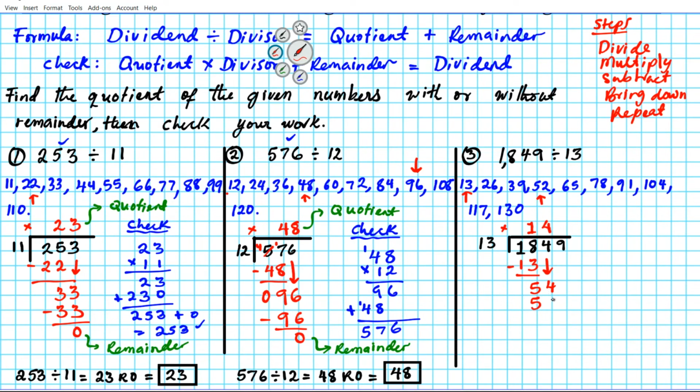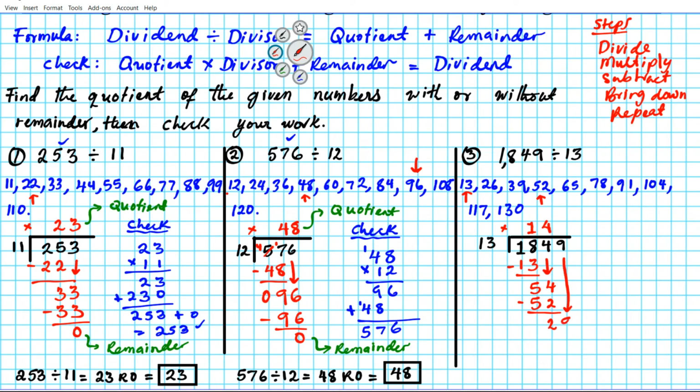Remember, you divide and then multiply. So we divided 52 by 13, we got 4. We multiply 4 by 13, we get 52. Subtract. Bam, 2 is the remainder that you get after you divide 54 by 13. All right, then you're going to bring down and repeat. So let's bring down that 9.